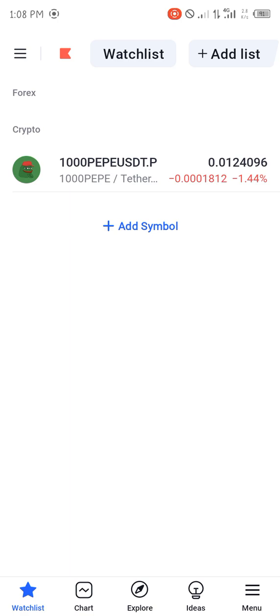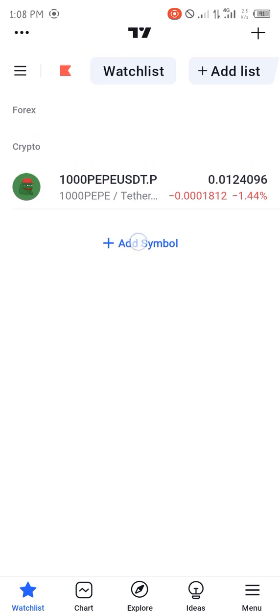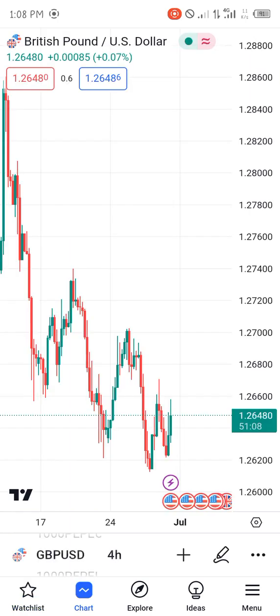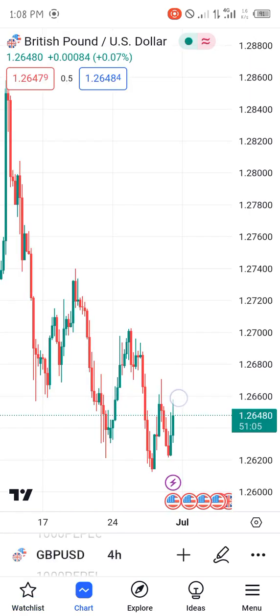If you want to add a symbol, just come to this TradingView. You can just tap on the summation sign. Okay, so we are here.